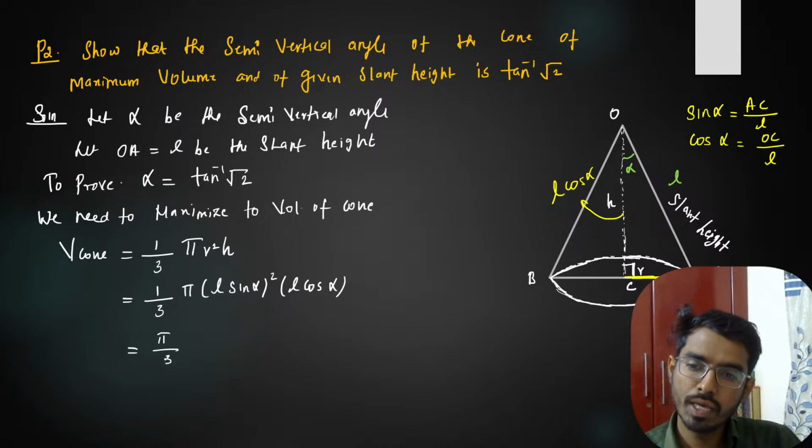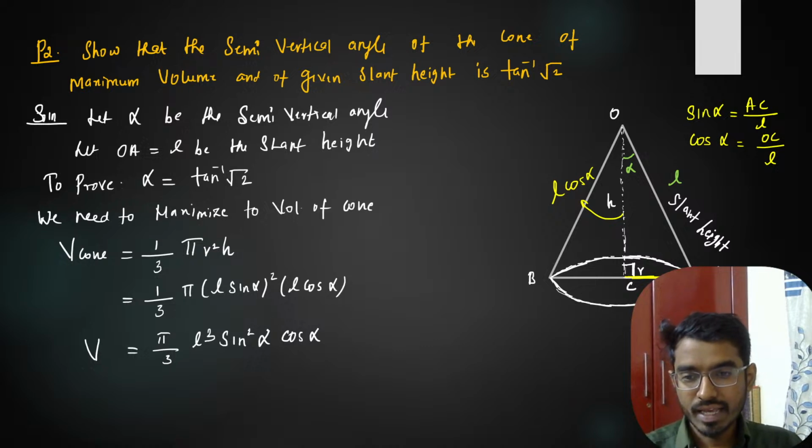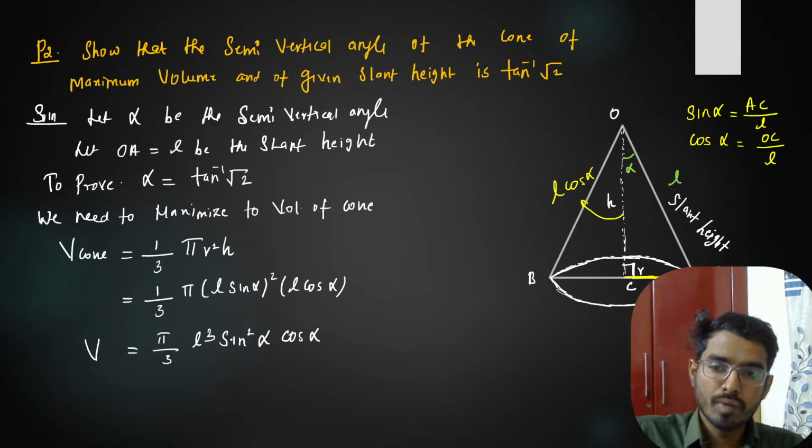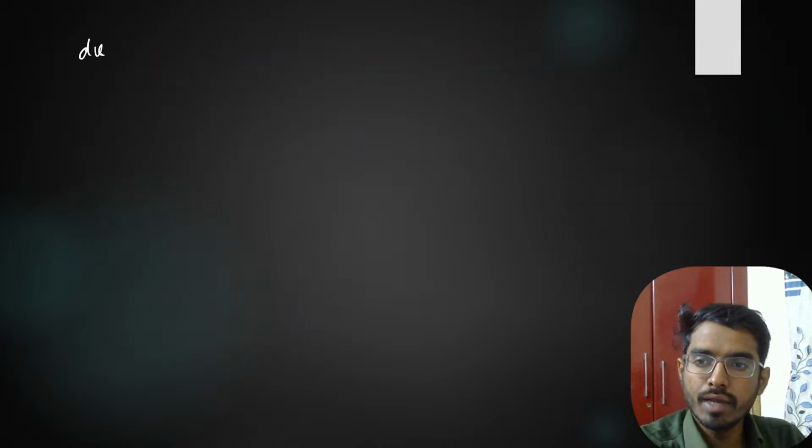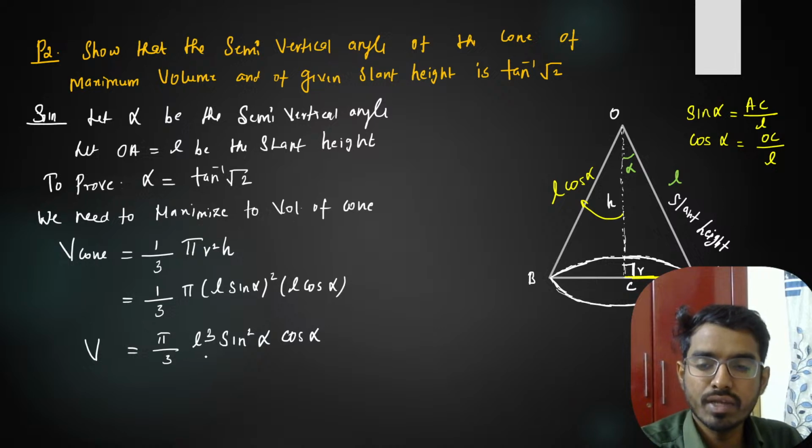So the volume is equal to pi by 3 L square sin square alpha times L cos alpha, or else I can write pi by 3 L cube sin square alpha cos alpha. We need to maximize this volume, right? So first we will find critical points. We need to show this is a maximum volume, and this maximum volume occurs when alpha is tan inverse of root 2. So we will find dV by d alpha equal to 0, because V is a function of alpha here.